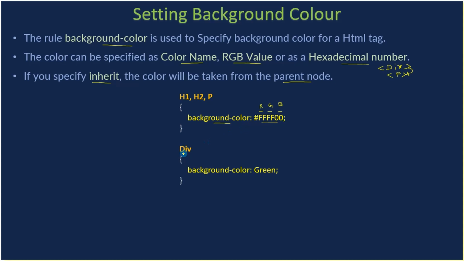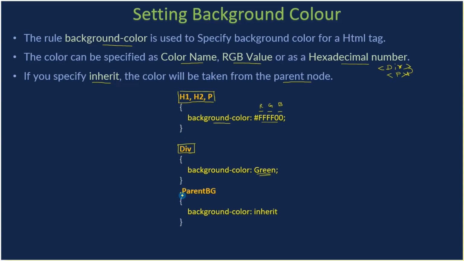Here the selector is a combination of three tags, h1, h2, and p. And here we are using the div tag as a selector, and we specify background color as green. Here we specified the background color as a color name.